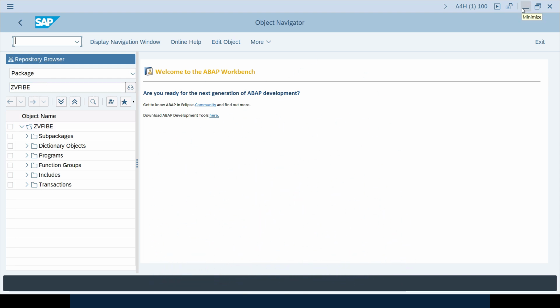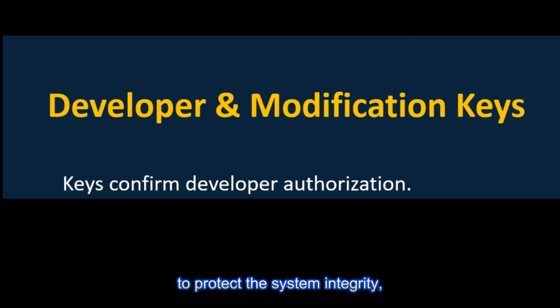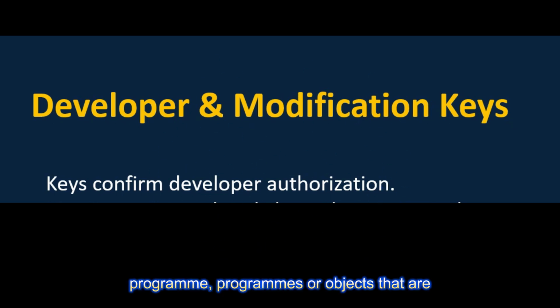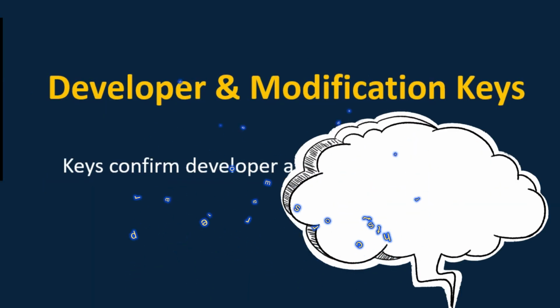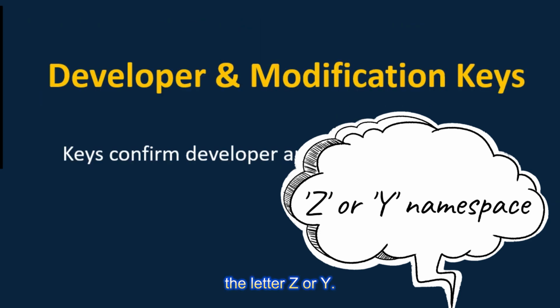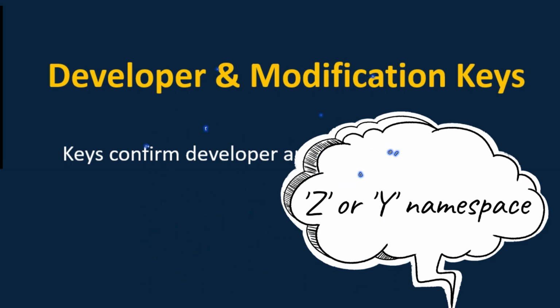All right. To confirm developer authorization and protect system integrity, SAP uses what we call developer keys and modification keys. For instance, if you want to create programs or objects that are not created by SAP, they must start with the letter Z or Y. This confirms that you are an authorized developer and prevents unwanted system changes.